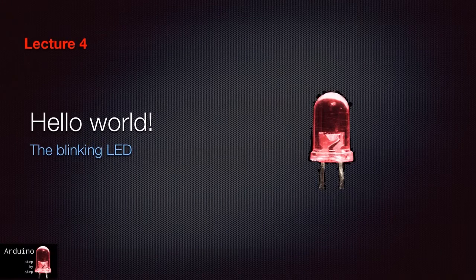Welcome to Lecture 4, the blinking LED. A light-emitting diode is a special kind of diode in that it can emit light. Although all diodes do emit light, in most cases this light is not bright enough so we can't see it. LEDs are specially constructed to allow the light produced to escape outwards so we can see it instead of just being absorbed by the semiconductor.